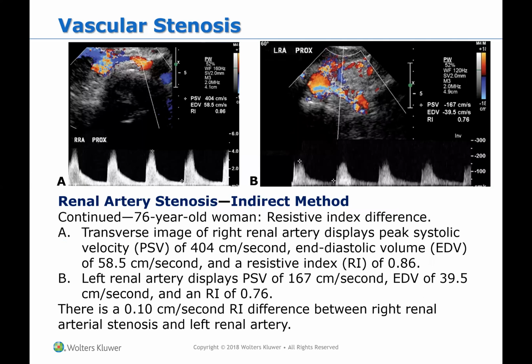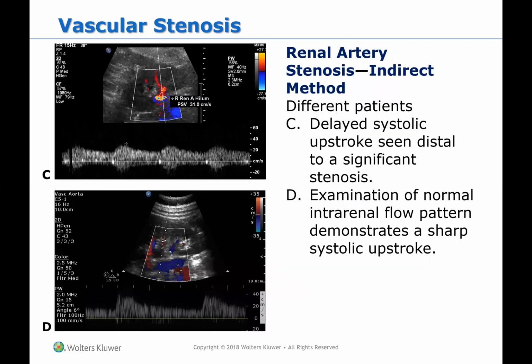We are going to continue on here. So in C, this is what I'm talking about, tardus parvus flow. It's very low diastolic and then it takes a long time. You've got to get up that hill and it just takes so long, and then it's more of a rounded flow and then it goes back. So it's more like hills instead of mountains. And D is more of a normal intrarenal flow.